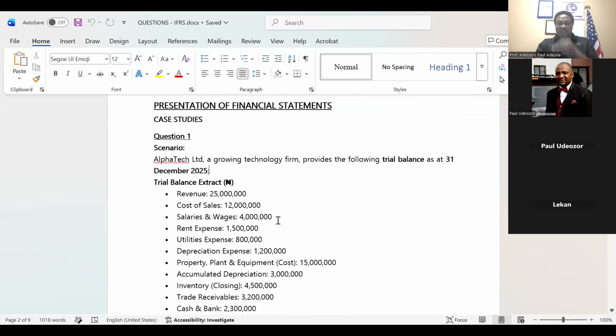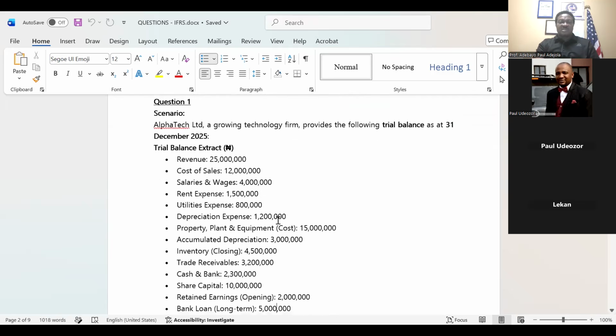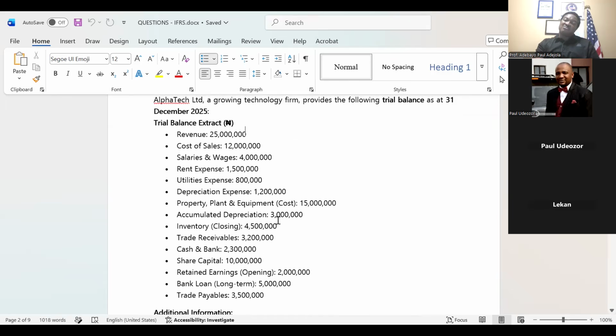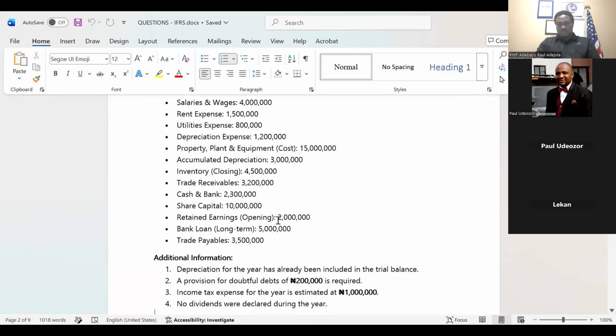See question 1. Alpha Tech Limited, a growing technology firm, provides the following trial balance as at 31 December 2025. See the trial balance. In exam, somebody may say, if you have more than enough time, they give you things like this, let me first check whether the trial balance even balances. Because once your trial balance does not agree, it will affect your final account. But we are not doing that now. It's just to draw our attention.